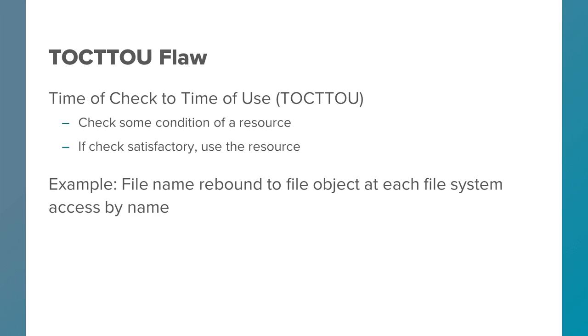That's the issue. And the example given here, that the file name is rebound to the file object at each file system access, means that whenever you use a file name, the kernel always goes through this resolution process, walking down the set of directories until it finds the entry in the final directory with the file name. Then associated with that is the inode, and then it can go out and get the information about who can access the file and so forth.